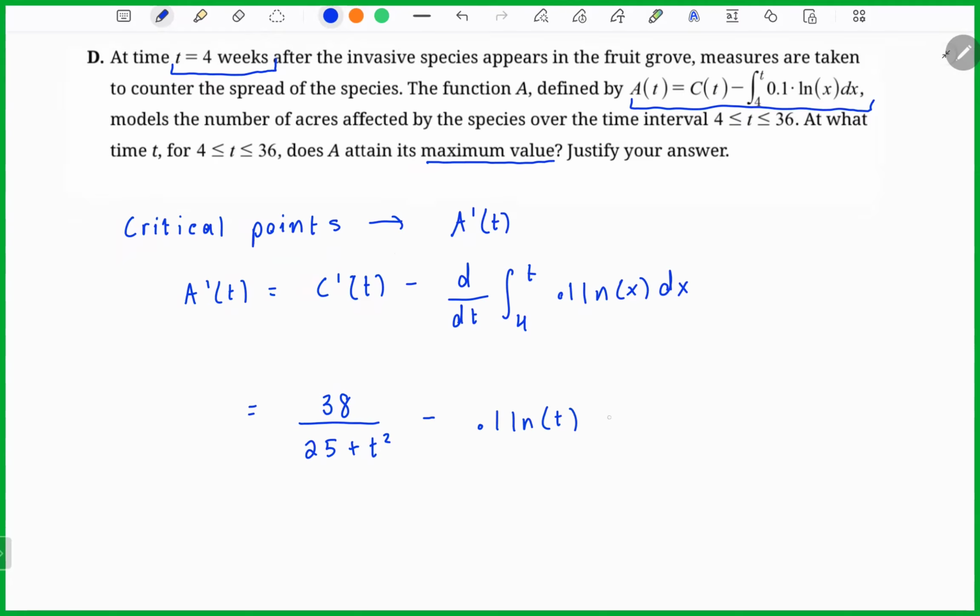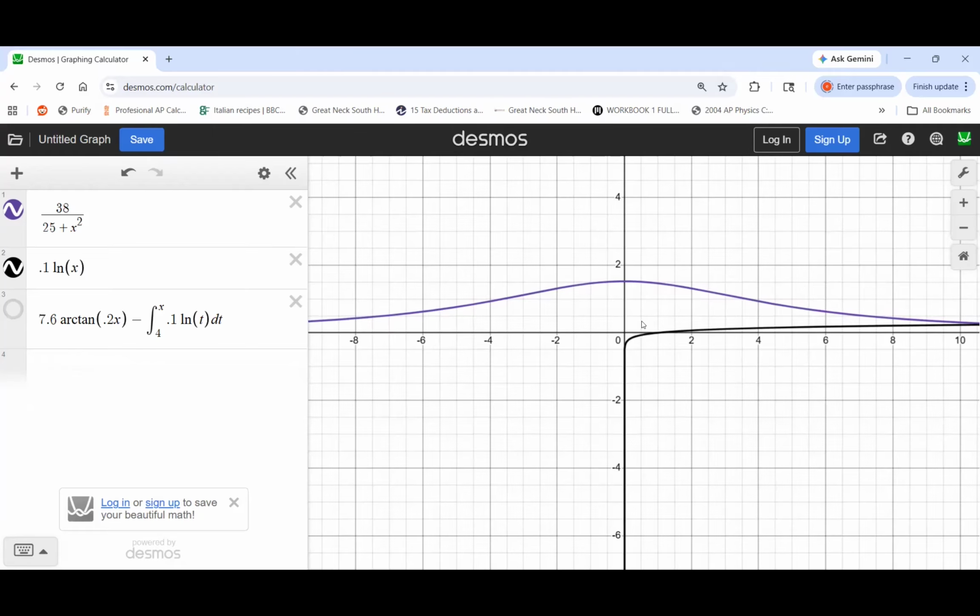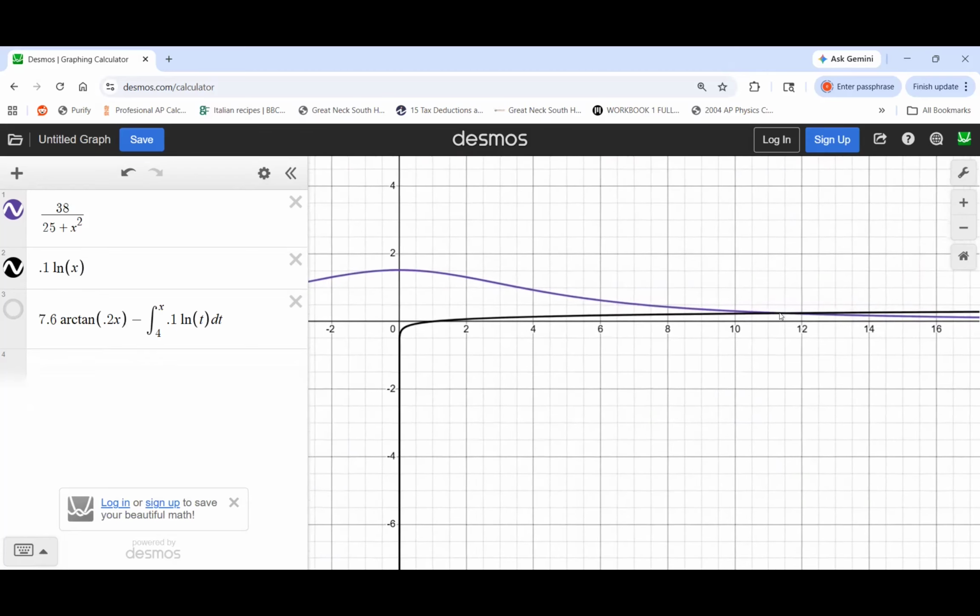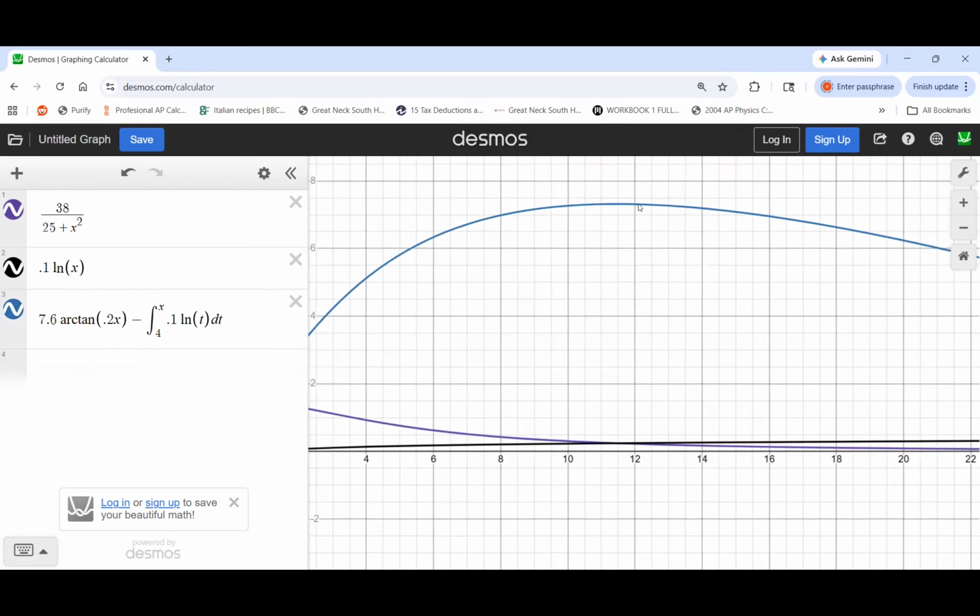And so now we want to know when this is equal to 0, so let's have a look at Desmos. So I've plotted in Desmos our two functions, namely 0.1 ln x and 38 over 25 plus x squared, and seen where they equal each other, at which point our derivative will be 0. And as we can see, our answer is 11.44. Another option, of course, is to directly plot the function. And that's also a good check of your work. We can see that indeed this achieves a maximum at t equals 11.44 weeks.